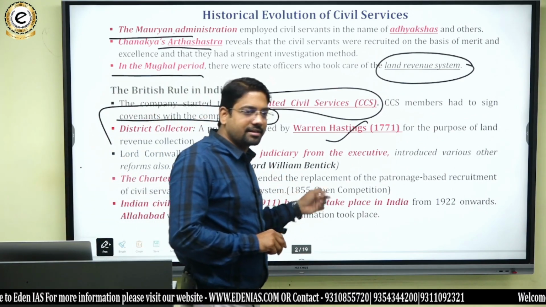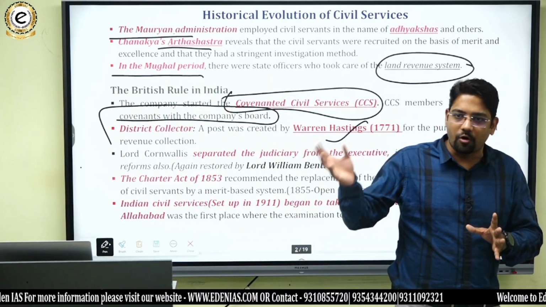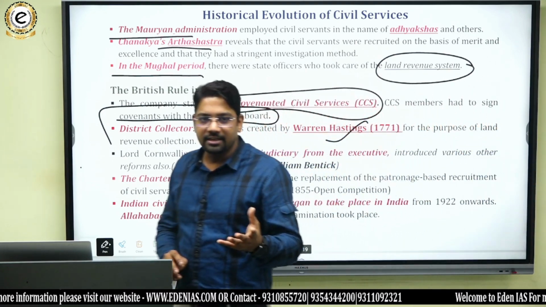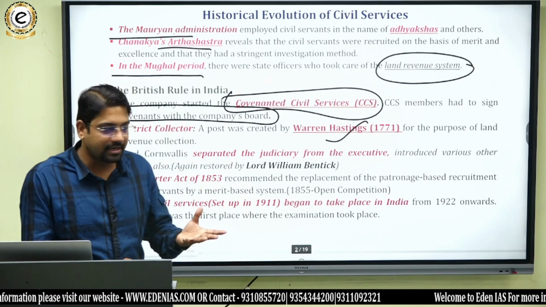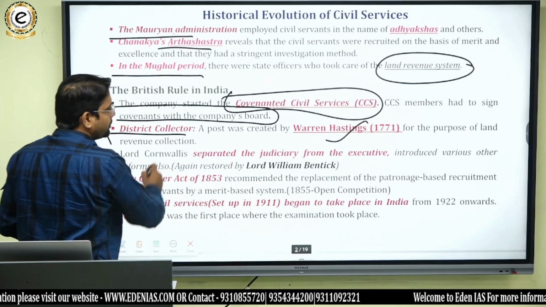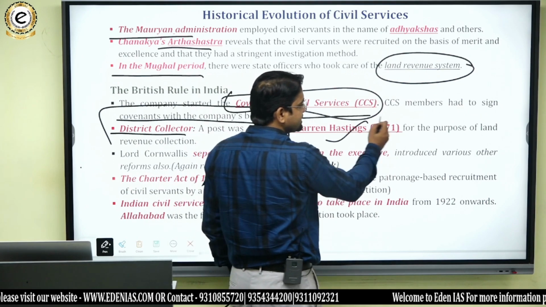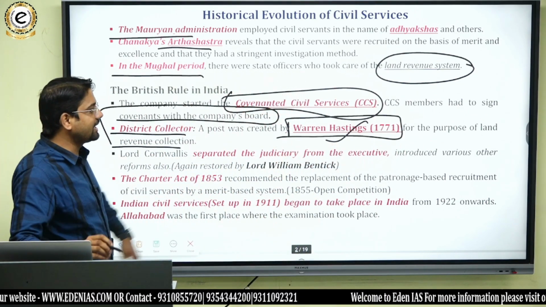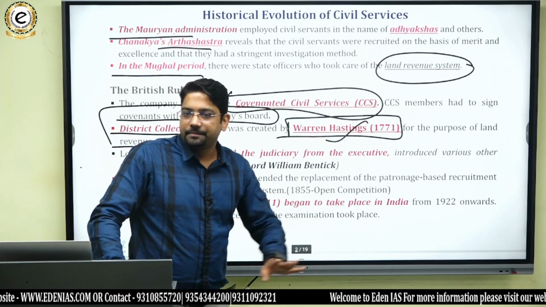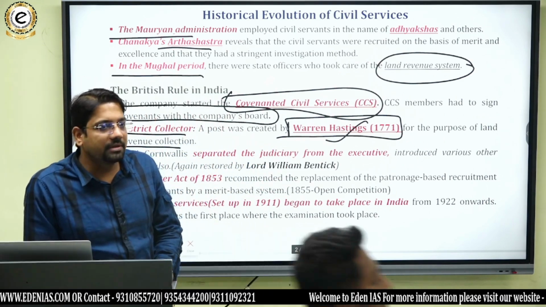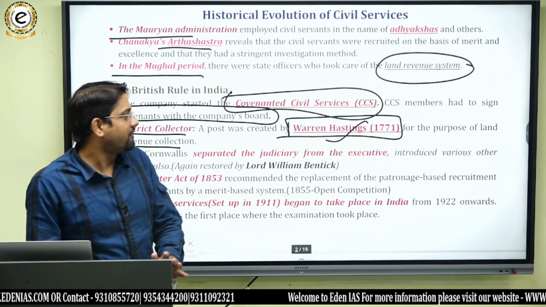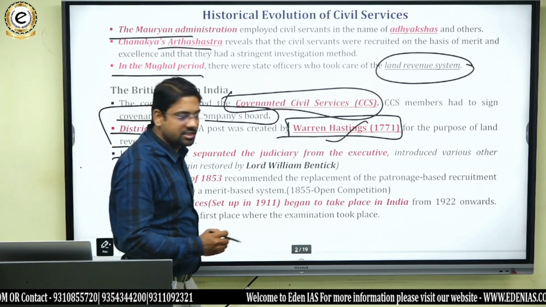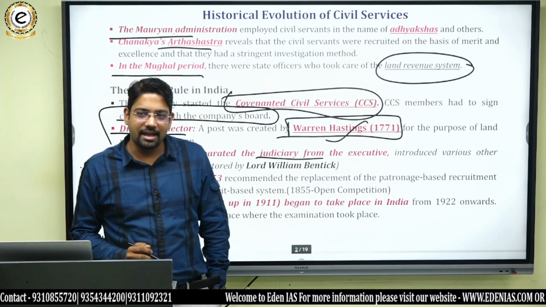Later, the district collector was also employed with magisterial functions, right? They were involved in justice also. So the district collector post was created by Warren Hastings in 1771 for the purpose of land revenue collection, and later on they were also responsible for judicial functioning, and it was Lord Cornwallis who actually separated the judiciary from the executive.